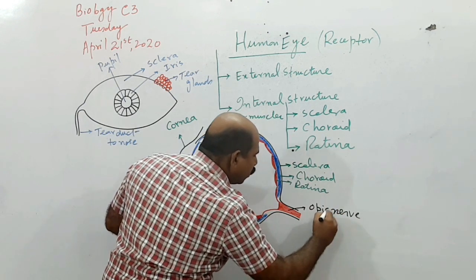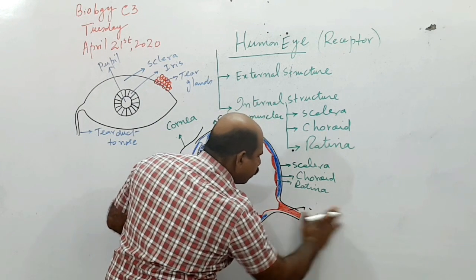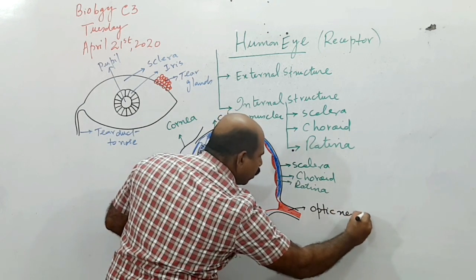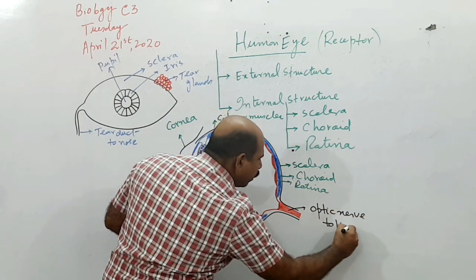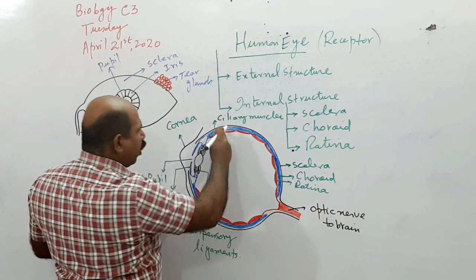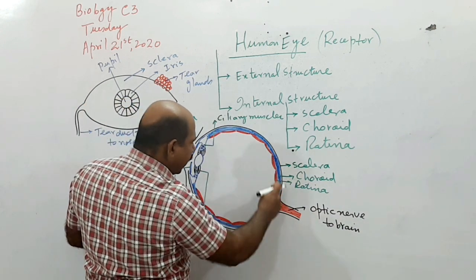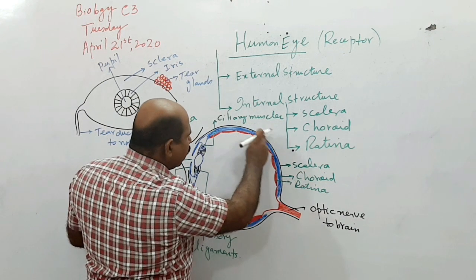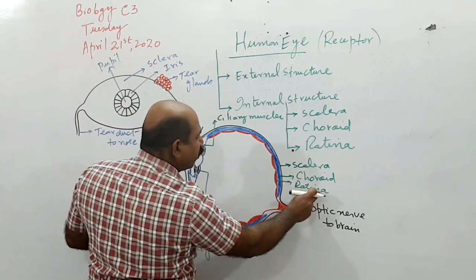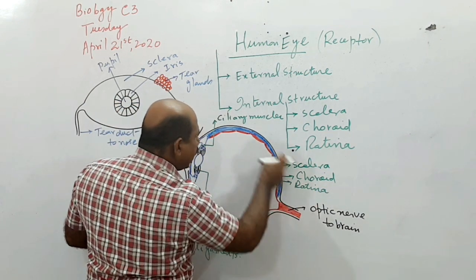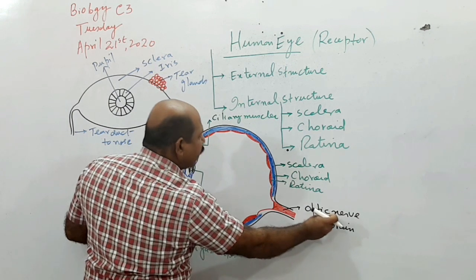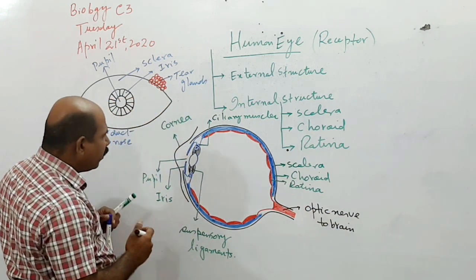Optic nerve is taking the message to the brain. You can see it's made up of all these neurons, which make this layer. The retina is made up of a large number of neurons called rods and cones, and all the nerve endings then combine and form the nerve. You know, a nerve is composed of a large number of neurons.